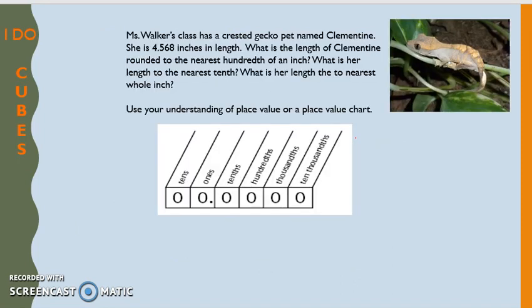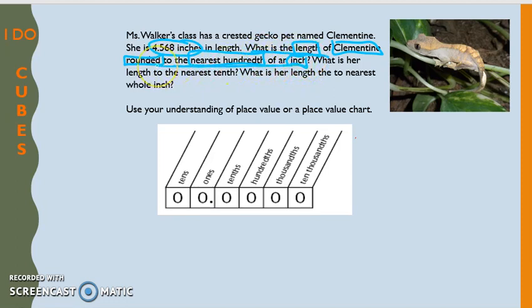Let's look at our first I do problem. I'm going to go ahead and do cubes as we are reading the problem. Miss Walker's class has a crested gecko pet named Clementine. She is 4.568 inches in length. What is the length of Clementine the gecko, rounded to the nearest hundredth of an inch?